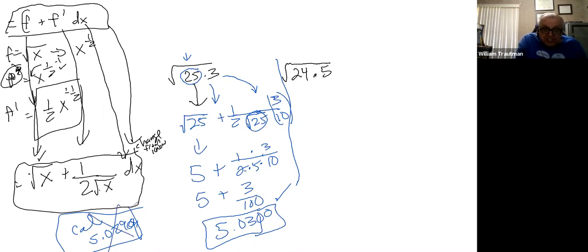I know you used a calculator. You have to put Newton's method down. It's an approximation to 4 decimal places. Okay? So we're going to do the next one now.